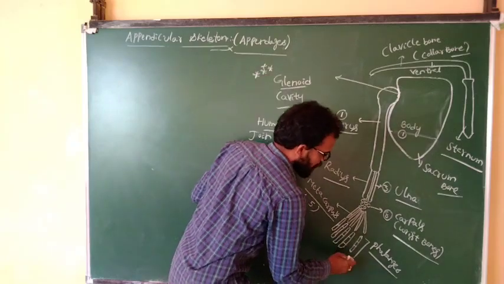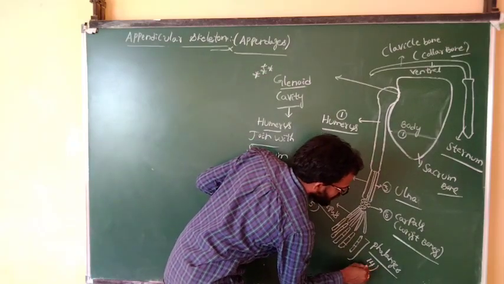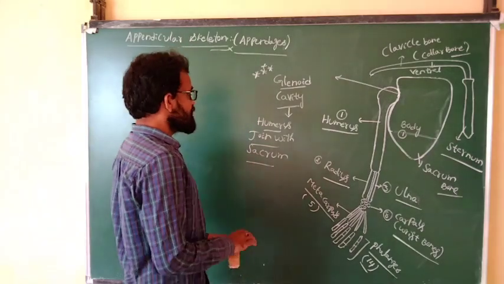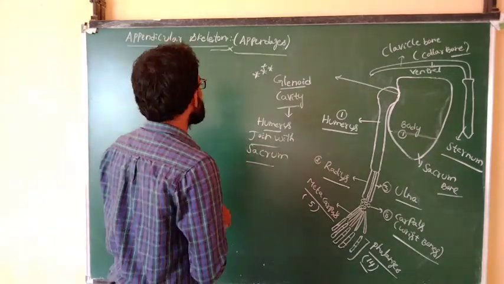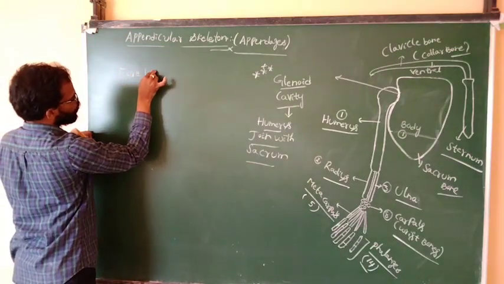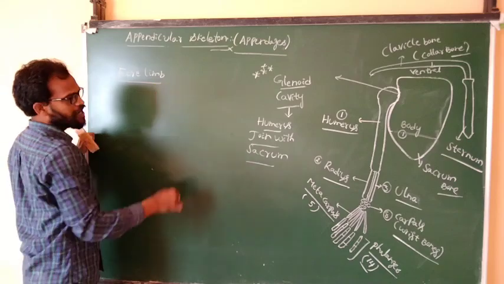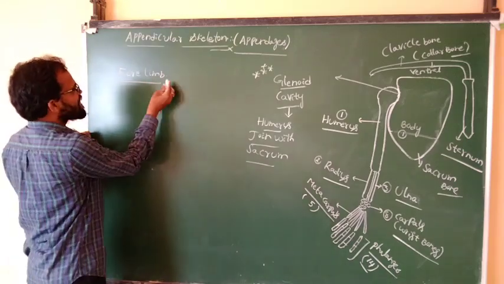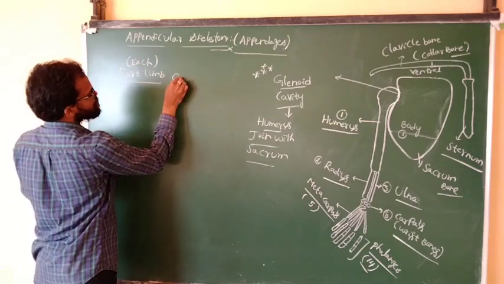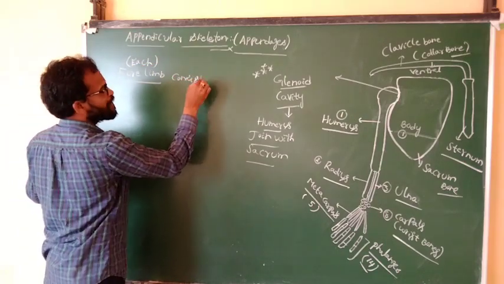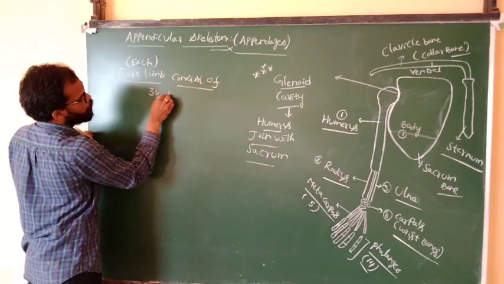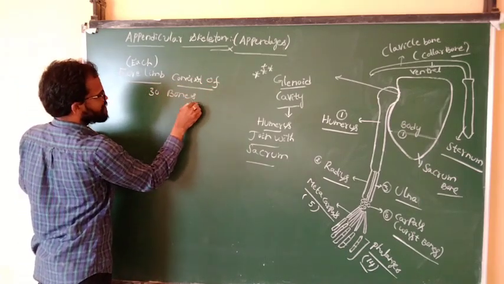There are 14 phalanges present. How many bones are present in the forelimb? See here, each forelimb consists of 30 bones. How many bones? 30 bones.